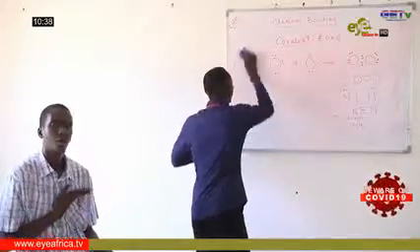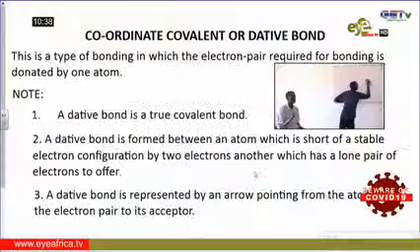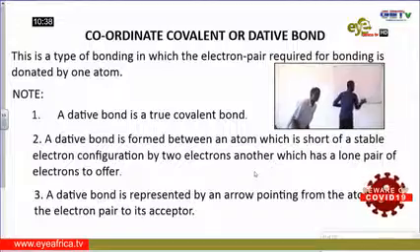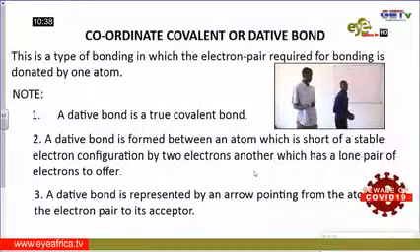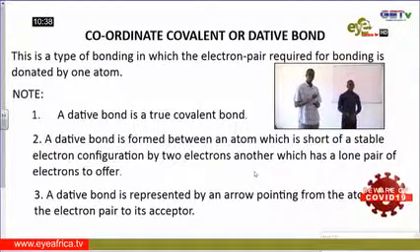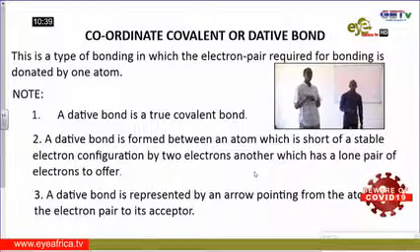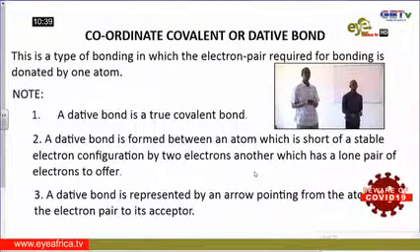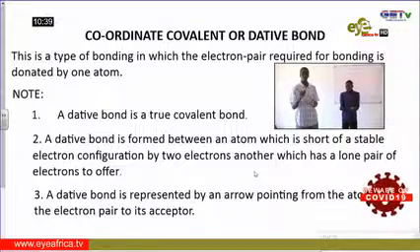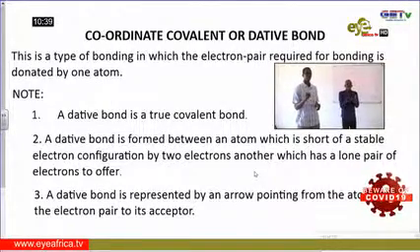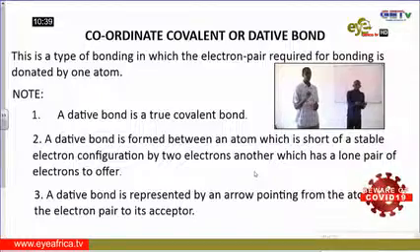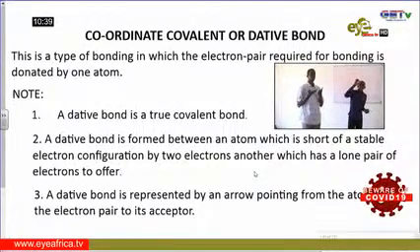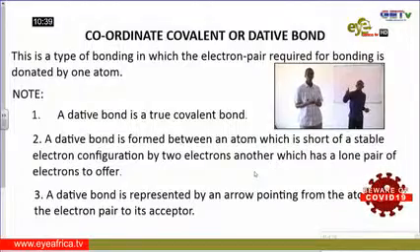Now we also have coordinate covalent bonding. This coordinate covalent bonding is a type of covalent bond in which the electron pair required for bonding is donated by one atom, a single atom. They will bond, and the bond will be covalent. It's supposed to be sharing of electrons, but the electrons needed for this bonding are provided or donated by a single atom.